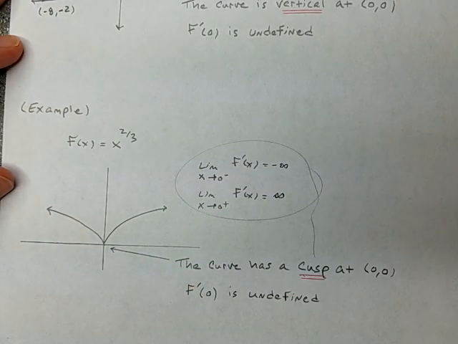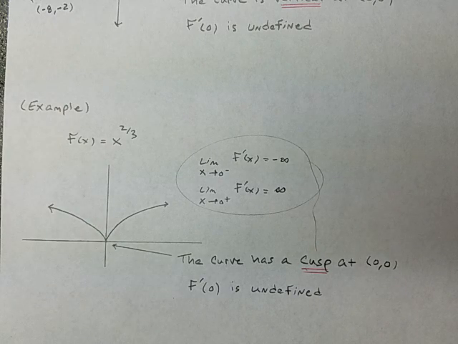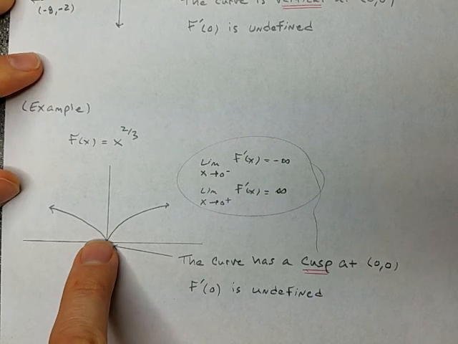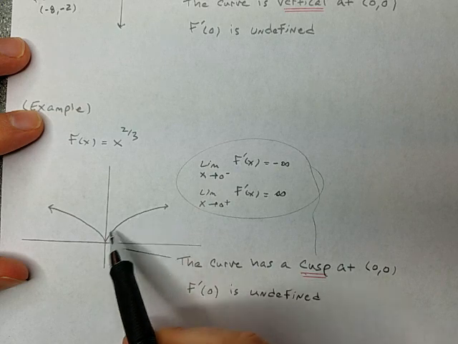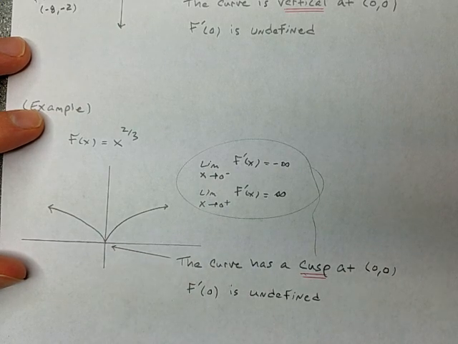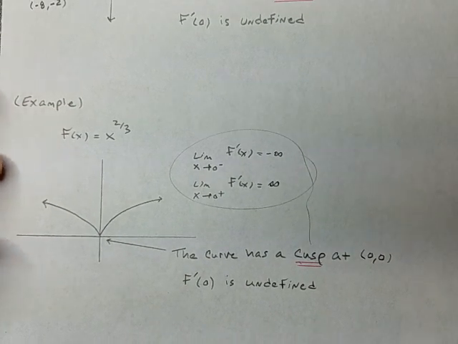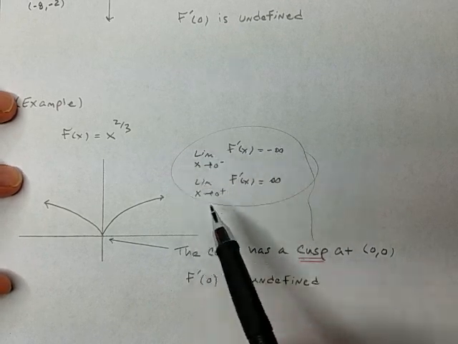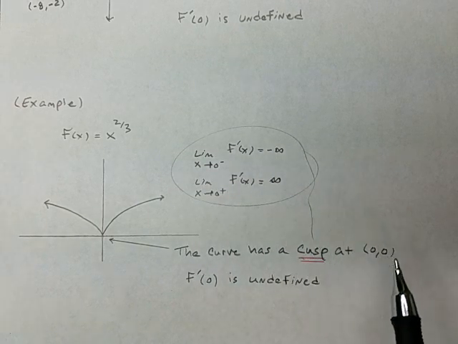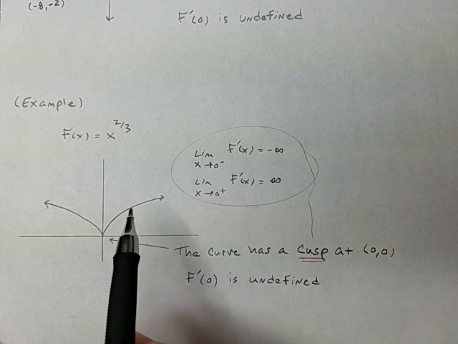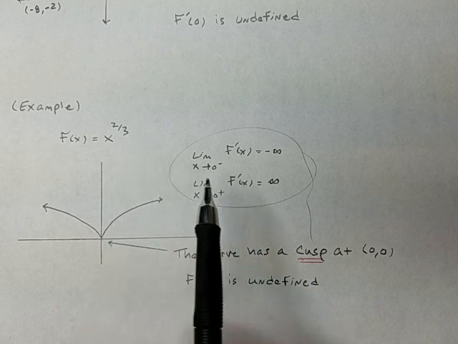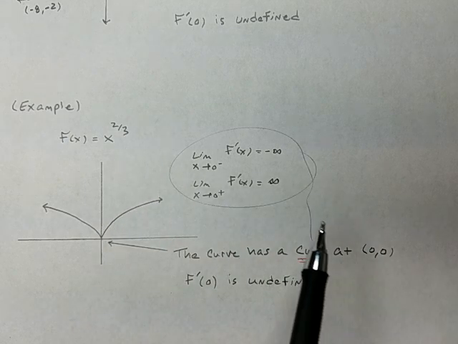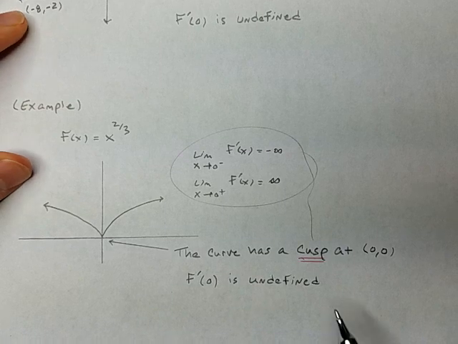A cusp has some complicated definition like that. Basically, that's what it means. But it looks like this. It looks kind of like a corner, but it's not like two lines meeting at an angle. Without making the math get way more complicated, I can't elaborate any more about it. But something that has that kind of power to it might very well have a cusp. I'll tell you that. x to the 2/3 power.